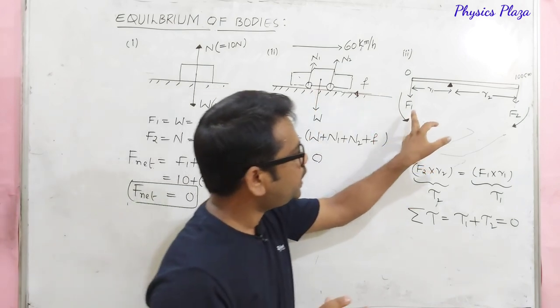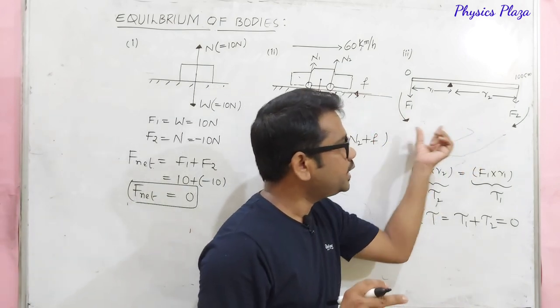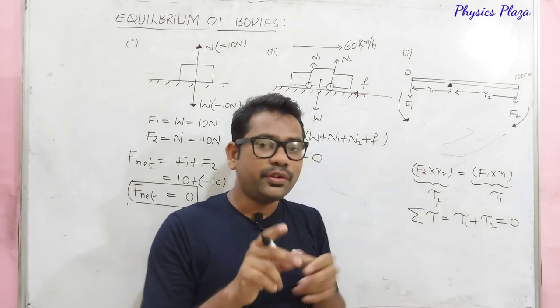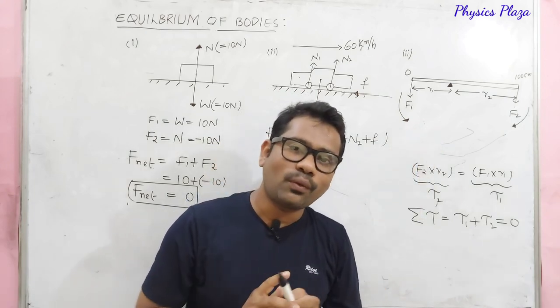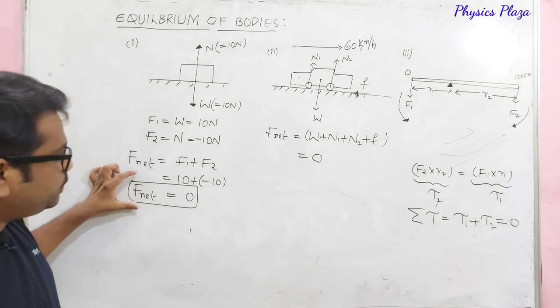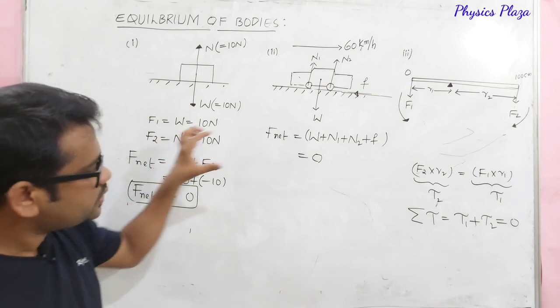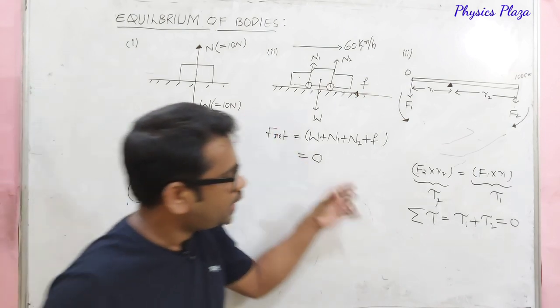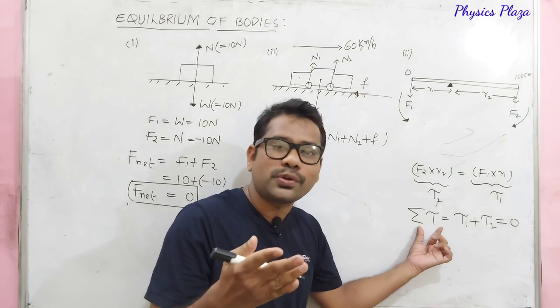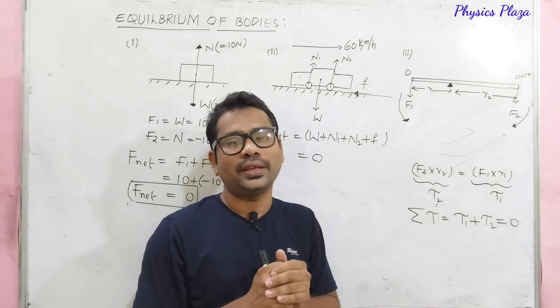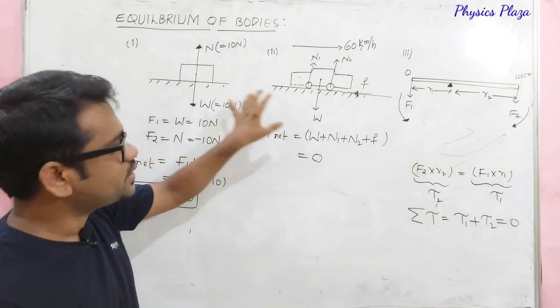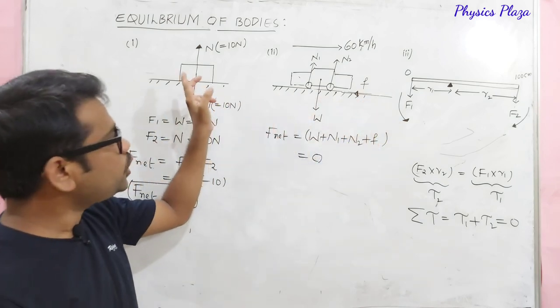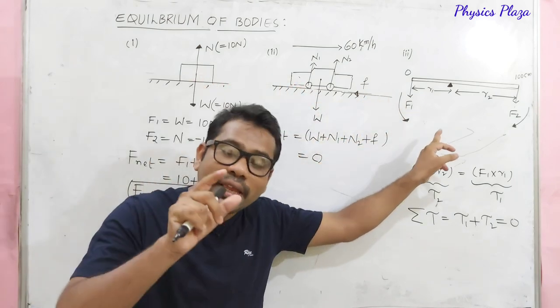Okay, fine. So, here the clockwise moment of force and here the anticlockwise moment of force are acting. But if you observe, one common thing is there. What is that? Here, net force acting is 0. Here also net force is 0, and here also net moment of force is 0 only. Meaning, children, in these three cases, we can say that these three objects are in equilibrium.